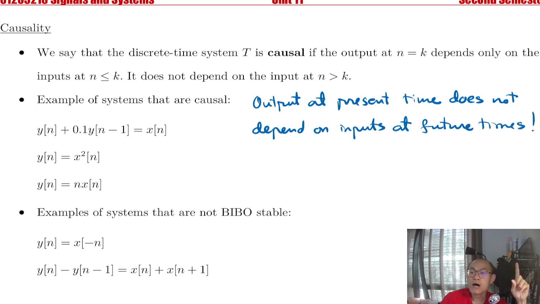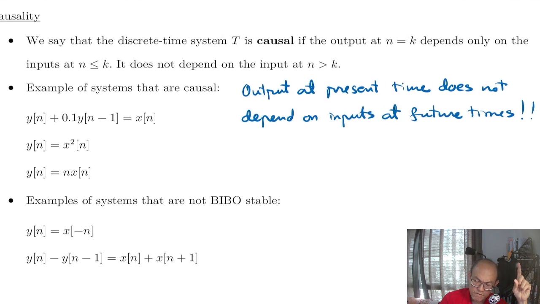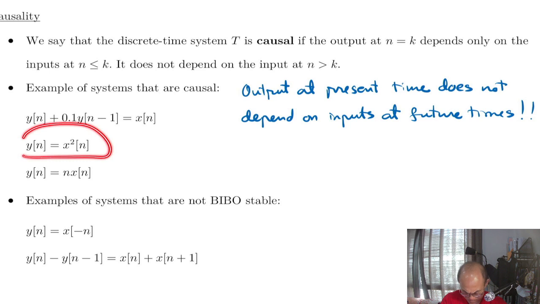This is the essence of causality. If the system is causal, then this is what it means. So these are examples of systems that are causal. Look at this case. The output at present depends on the input at present, right? The output at present, which is n, depends on the input at present, which is n.